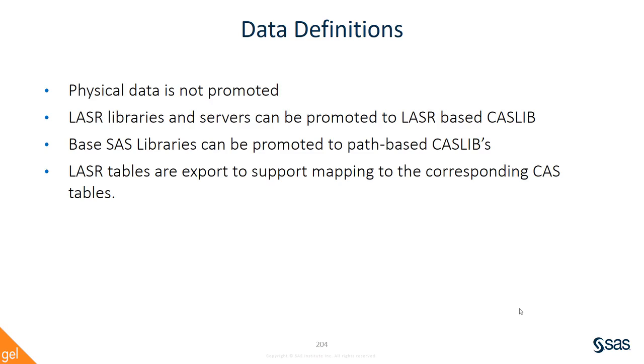I haven't mentioned that. So if you have a LASR library and server in 9.4, you can promote that and it can become a LASR-based CAS lib within Viya. So that you might use in a scenario where you're trying out Viya, but keeping your data in LASR because you have an existing environment. LASR and base libraries can also be promoted to path-based CAS libs. So you can take a SAS library as part of the promotion process, and create a CAS library that points to the same path as the SAS library. And LASR and base tables can both be exported to support the mapping to the corresponding CAS tables.